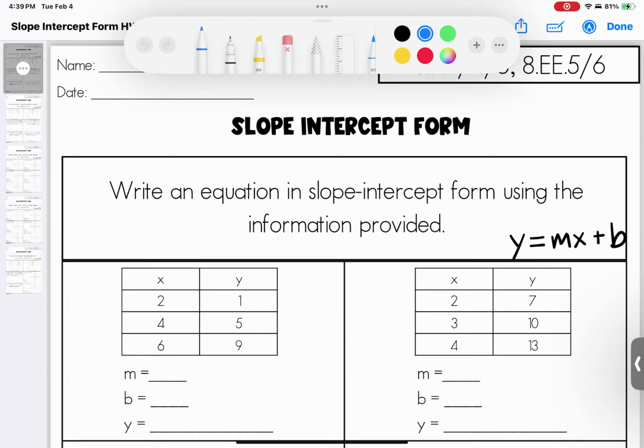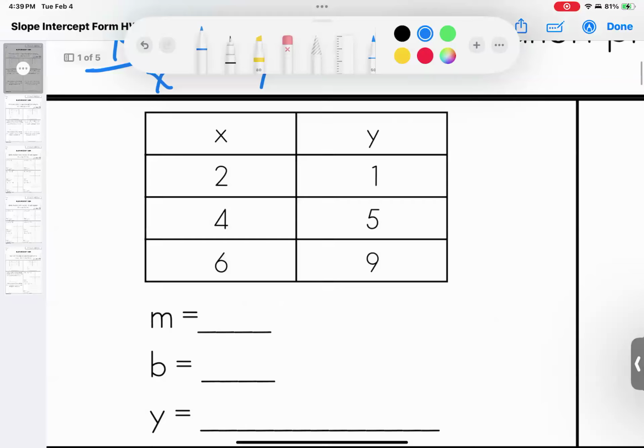We know that the equation we're using is y equals mx plus b, but the equation we've also been using in class is y2 minus y1 over x2 minus x1 to find our slope. And then just as a reminder, we are labeling the m, which is our slope, labeling the b, which is our y-intercept, and then writing our new formula. So this is going to be x1, y1, x2, y2.